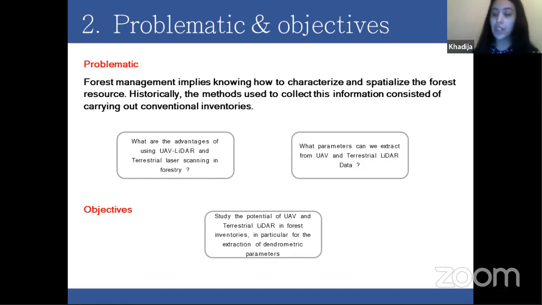What are the advantages of using UAV LIDAR and terrestrial laser scanning in forestry? And what parameters can we extract from the UAV and terrestrial LIDAR data? The main objective of this work is to study the potential of the UAV LIDAR and terrestrial scanning for improving forest inventories, especially for the extraction of the dendrometric parameters.